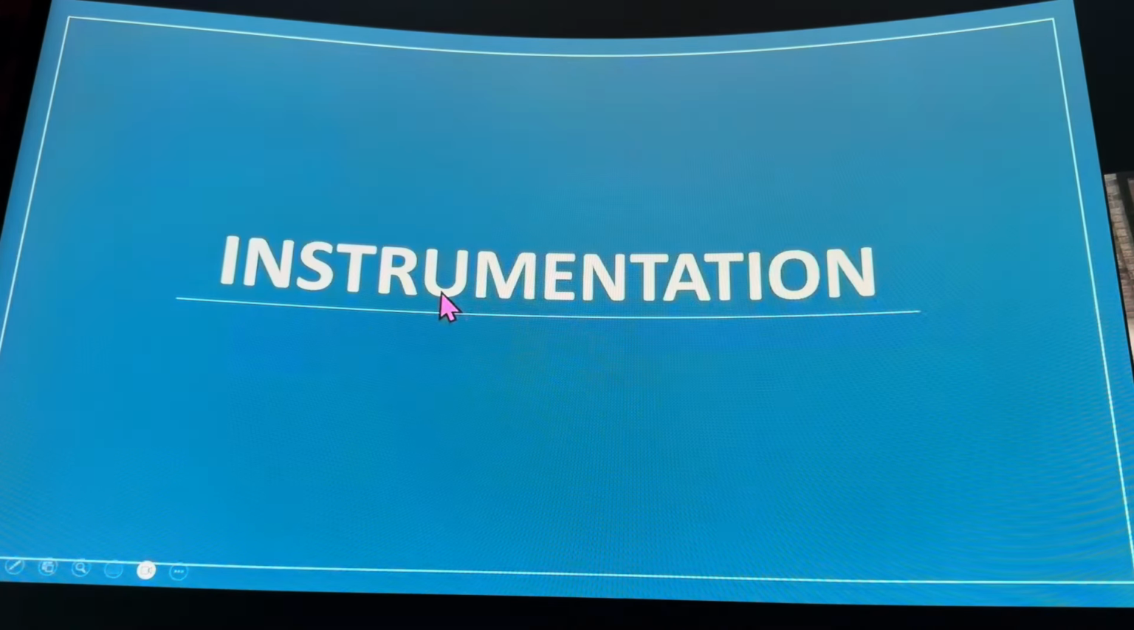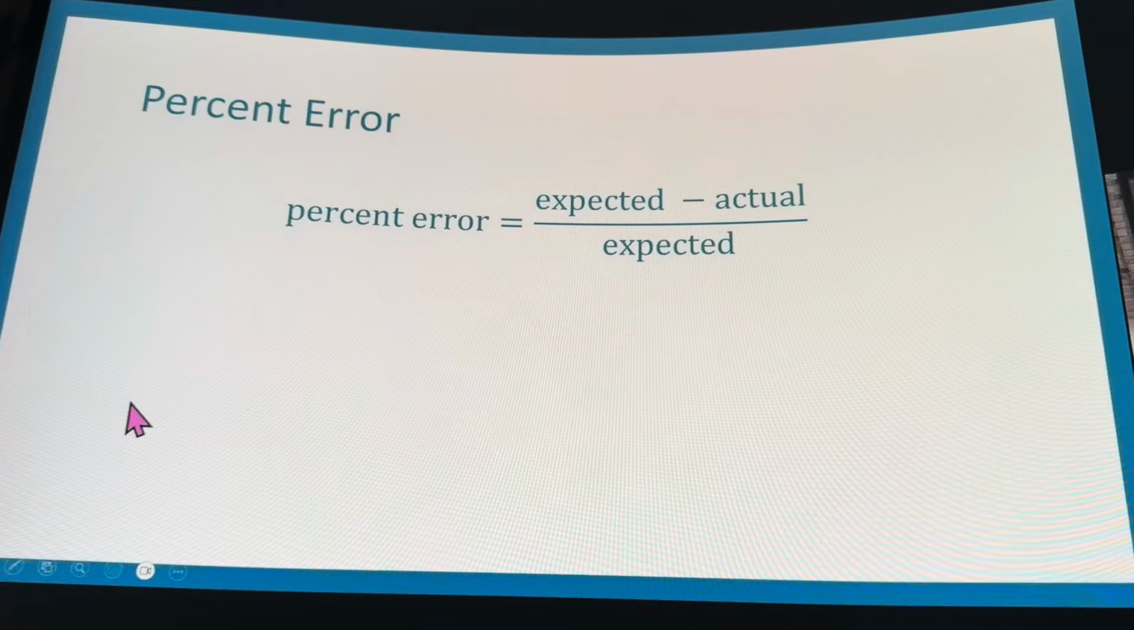All right, we're going to skip that. Instrumentation. So we still have instrumentation, and what else do we have? Radiation safety. Okay, instrumentation, percent error.